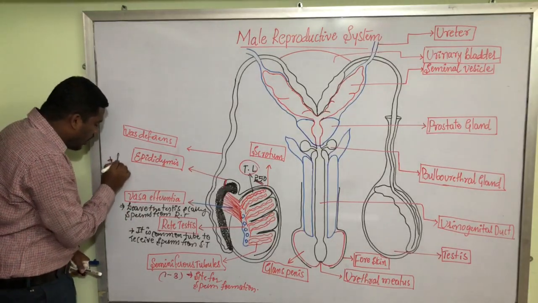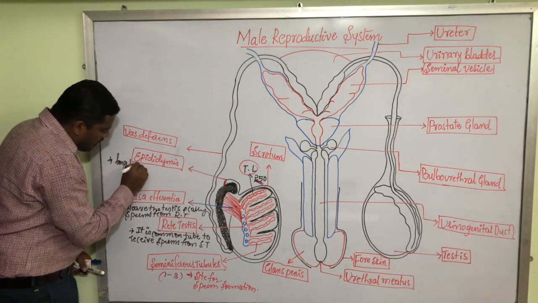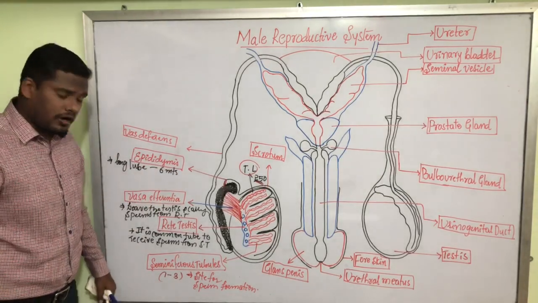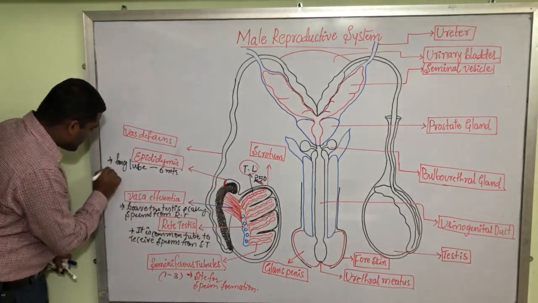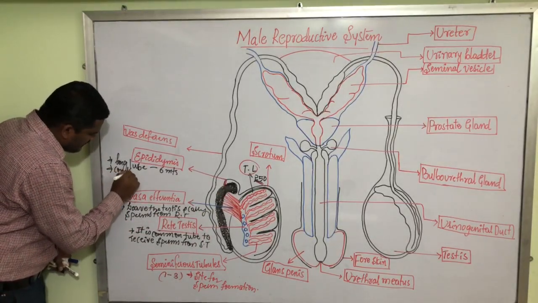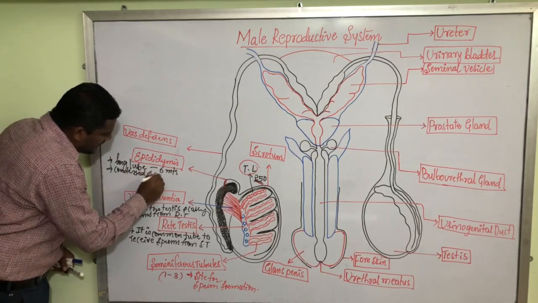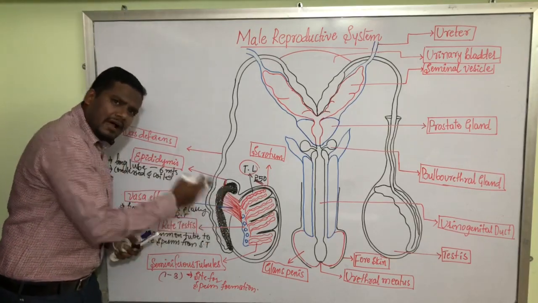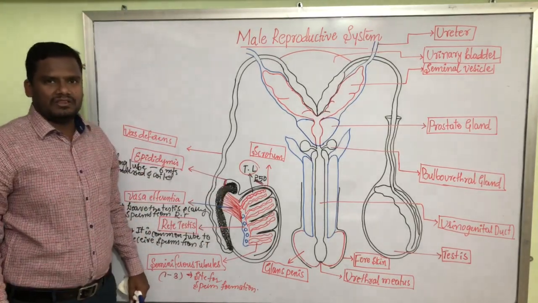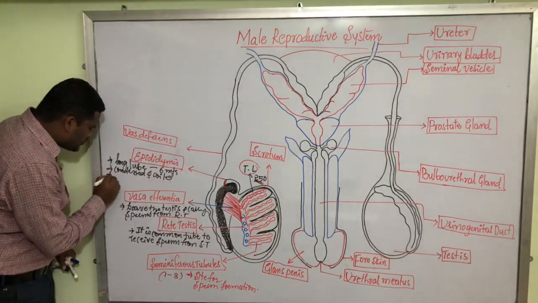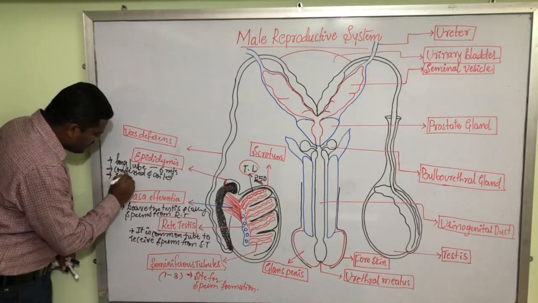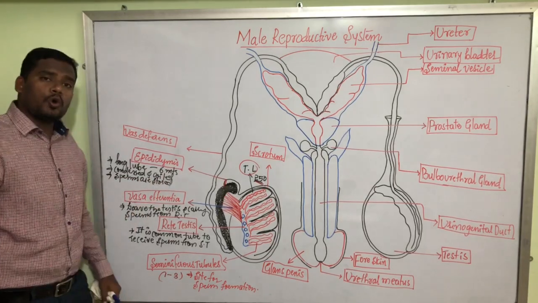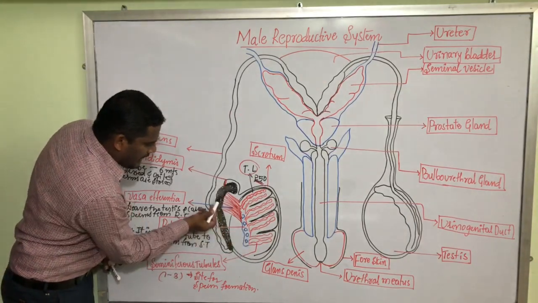Epididymis is a very long tube, approximately 6 meters long. This long tube is condensed and coiled. इसका लेंथ कितना है? Approximately 6 meters in its length. Now here sperms are stored. Sperms यहाँ पे बन रहे हैं, यहाँ पे आके store हो रहे हैं.